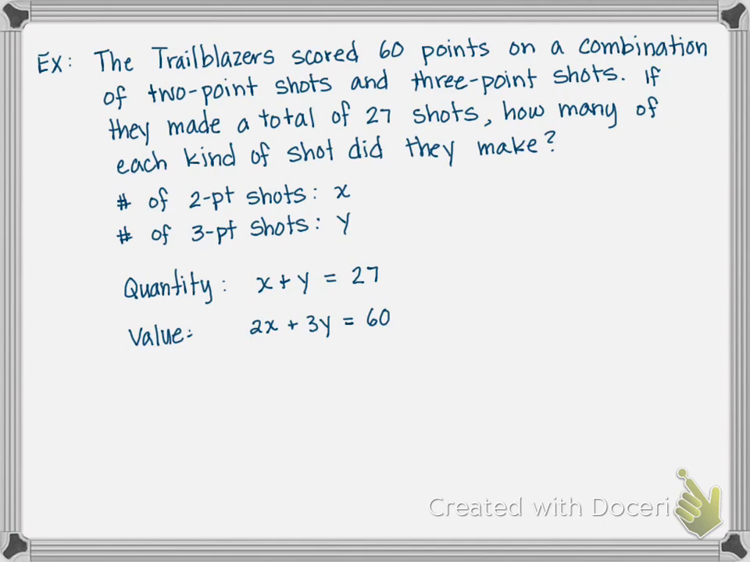One thing that can help, just to make sure that you're putting all the numbers in the right place, is if you think about units. So this number, this number, and this number should all have the same units. So 2 points, 3 points, 60 points. The mistake that sometimes happens is the 27 and 60 get mixed up. So if you think about your units, that'll really help.